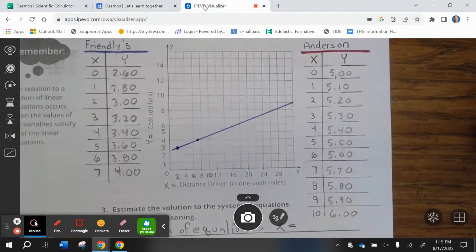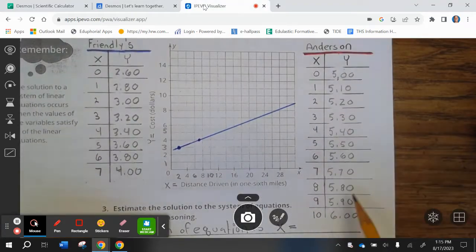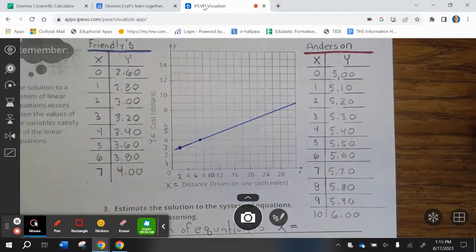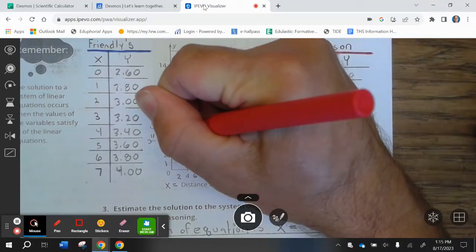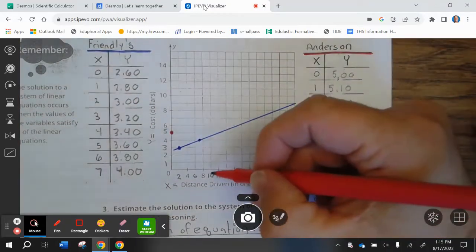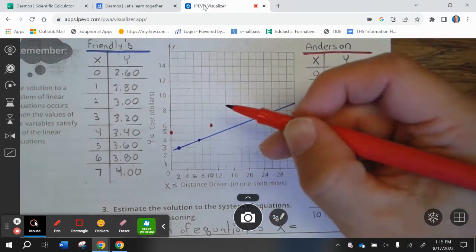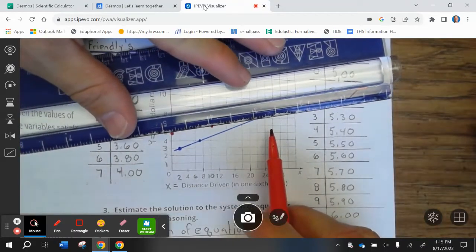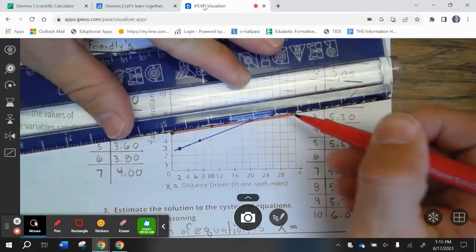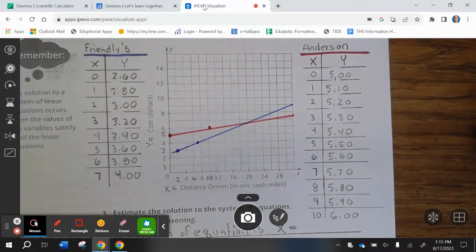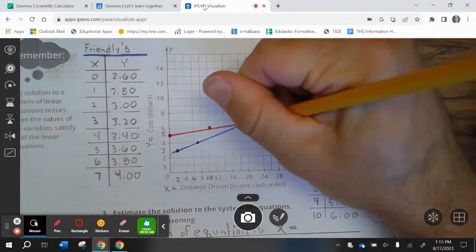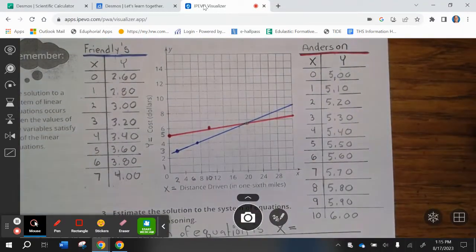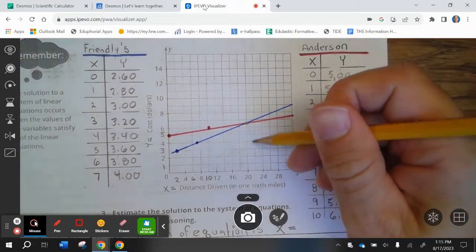All right. So you see here we have our points, and we can use any of these points, but I'm going to use the ones that are probably easier: 0, 5, and 10, 6. So 0, 5, it's right here, and then 10, 6. Now, you can see here that point of intersection, but it's a little hard to see.